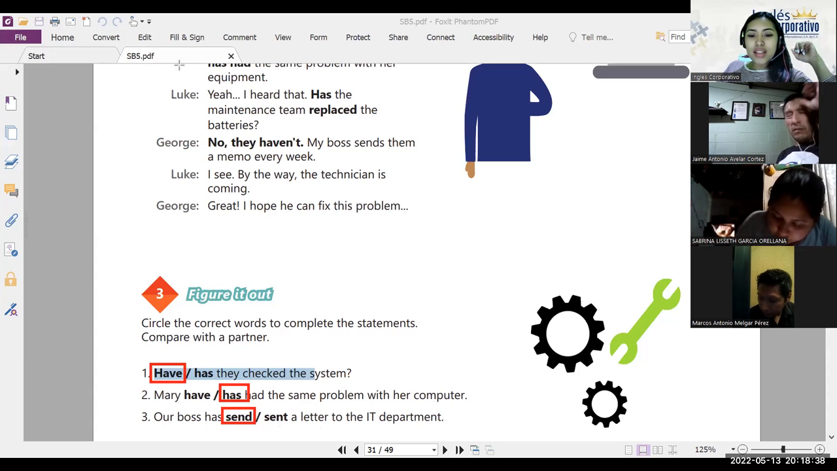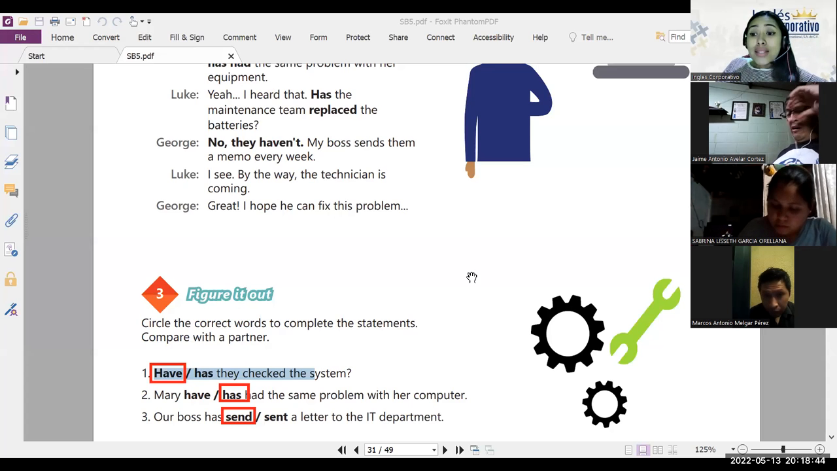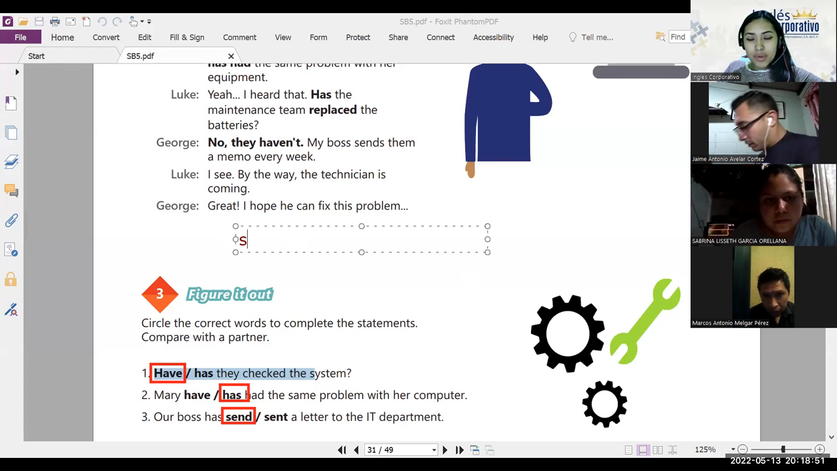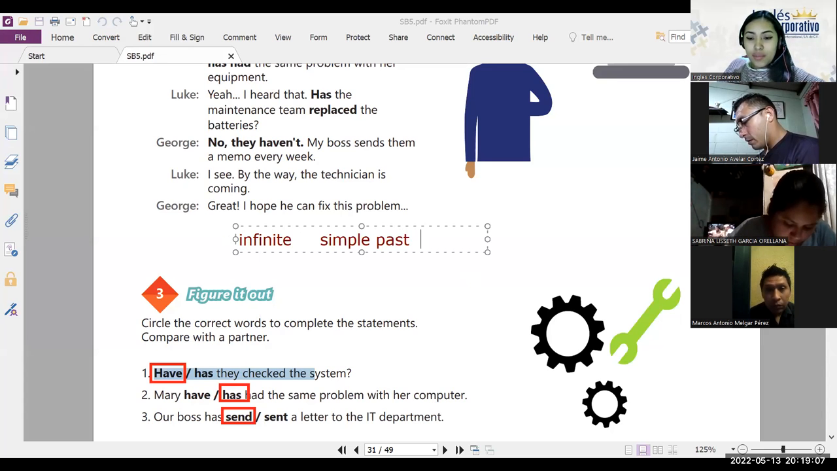Let me verify something here. Could you please, guys, do me a favor, investigate what is the past participle of the verb send. The past participle of send. Remember, we have the infinitive verb, then we have simple past, and then we have, oh my God, past participle.